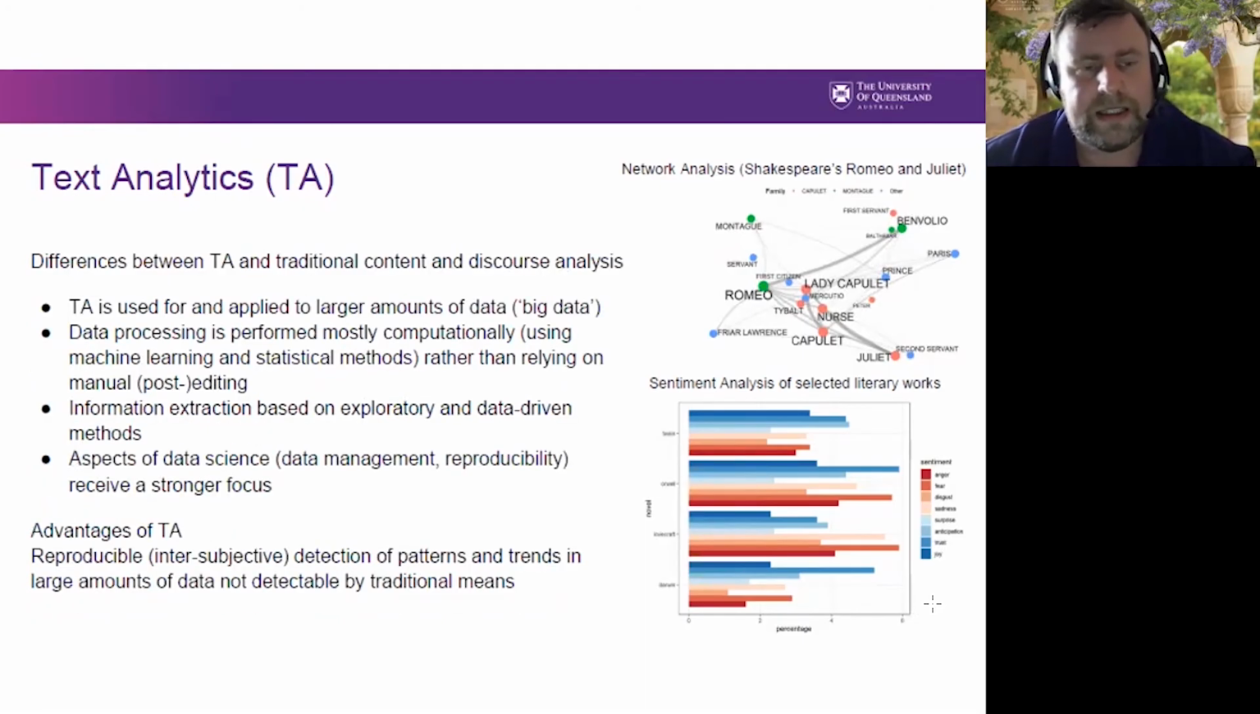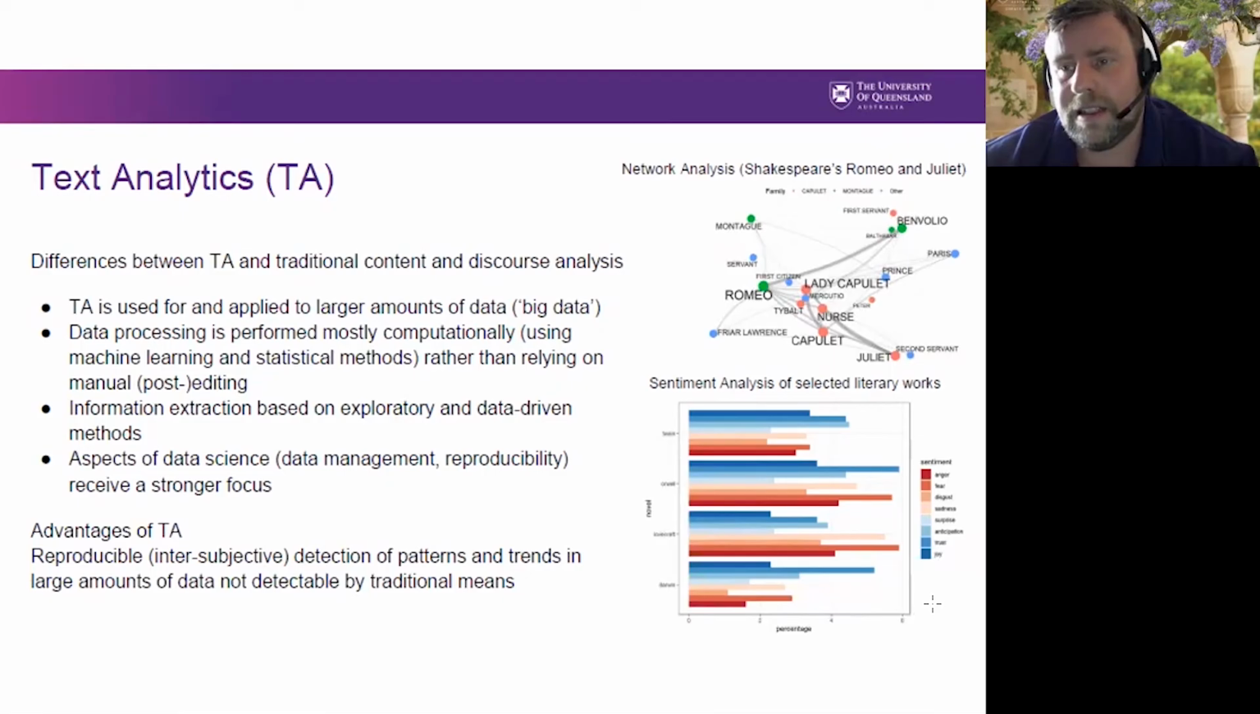Now, the differences between text analytics and traditional content and discourse analysis are that TA is applied to larger amounts of data. Typically, traditional approaches use a single work of fiction, for example, and with text analytics, you can apply it to 10, hundreds, or even thousands of literary works. The data processing in text analytics is performed mostly using computational means rather than manual annotation. And also we use machine learning and statistical methods rather than manual post-editing. Information extraction is based on exploratory and data-driven methods, again, rather than manual annotation.